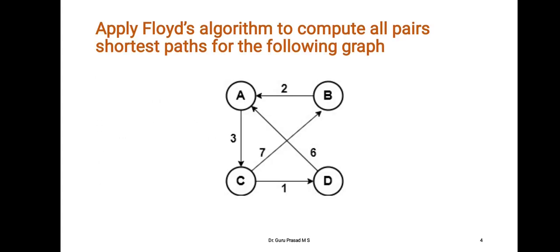Apply Floyd's algorithm to compute all pairs shortest path for the following graph. The given graph consists of 4 vertices and 5 edges.